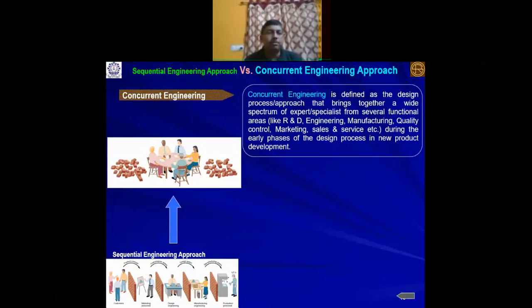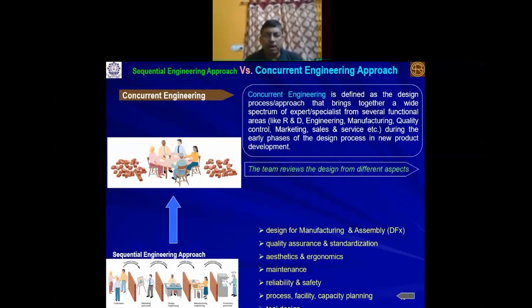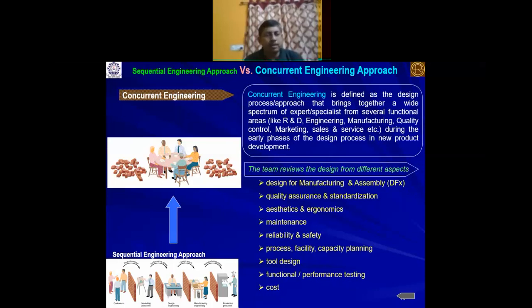In the concurrent engineering concept, all the spectrum of experts will sit together at the early design phases. The experts are from R&D, engineering, manufacturing, quality control, marketing, sales and service. They sit together in the early phases of the design process, and they will review the product from different aspects like design for manufacturing, design for assembly, quality assurance, standardization, aesthetic point of view, ergonomics, safety, reliability, after-sale maintenance, process planning, facility planning, capacity, and another most important nowadays, tool design, and obviously the functional testing, performance testing, and the cost point of view.